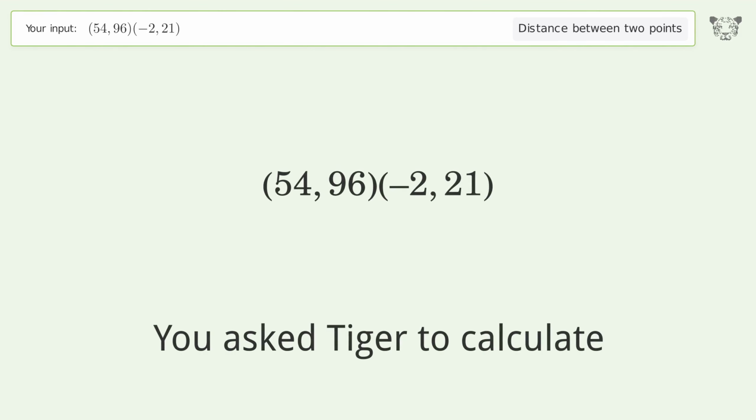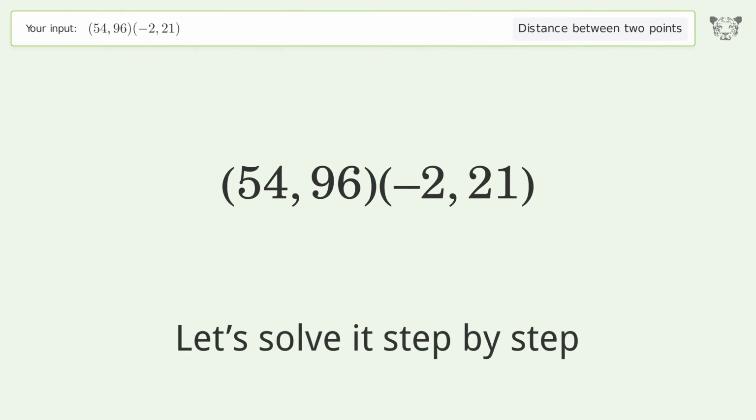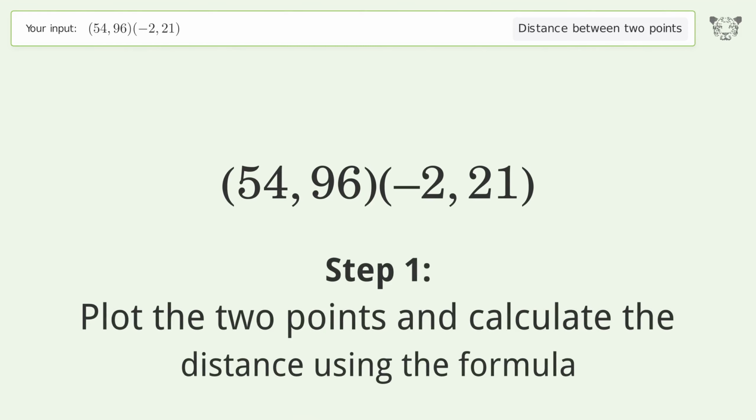You ask Tiger to calculate. This deals with the distance between 2 points. The distance between the 2 points is the square root of 8,761, or 93.6. Let's solve it step by step. Plot the 2 points and calculate the distance using the formula.